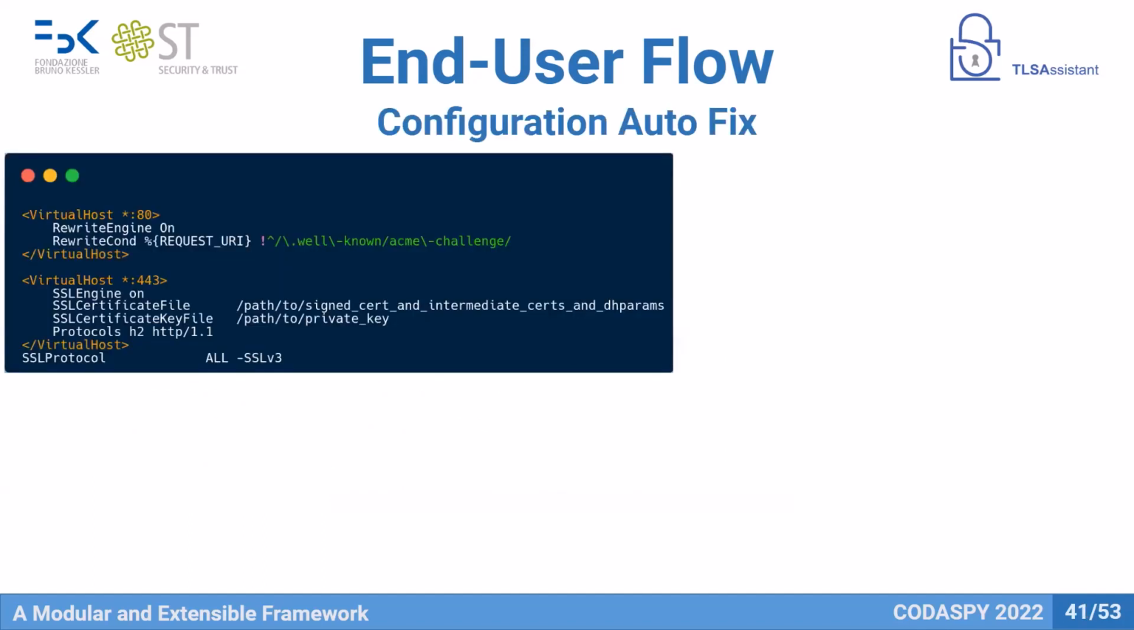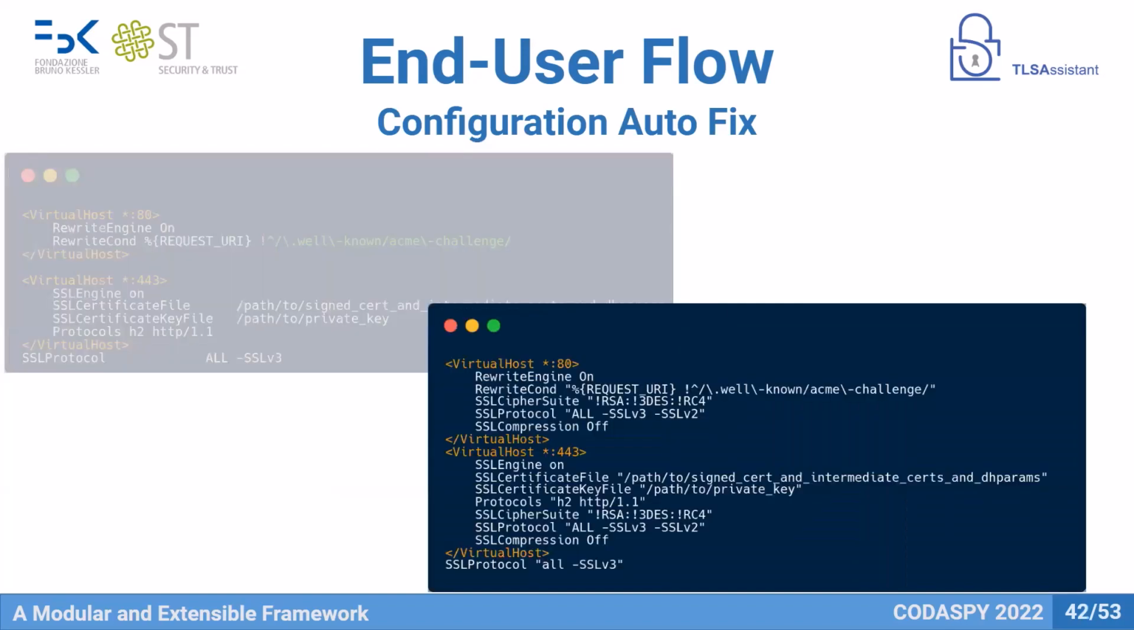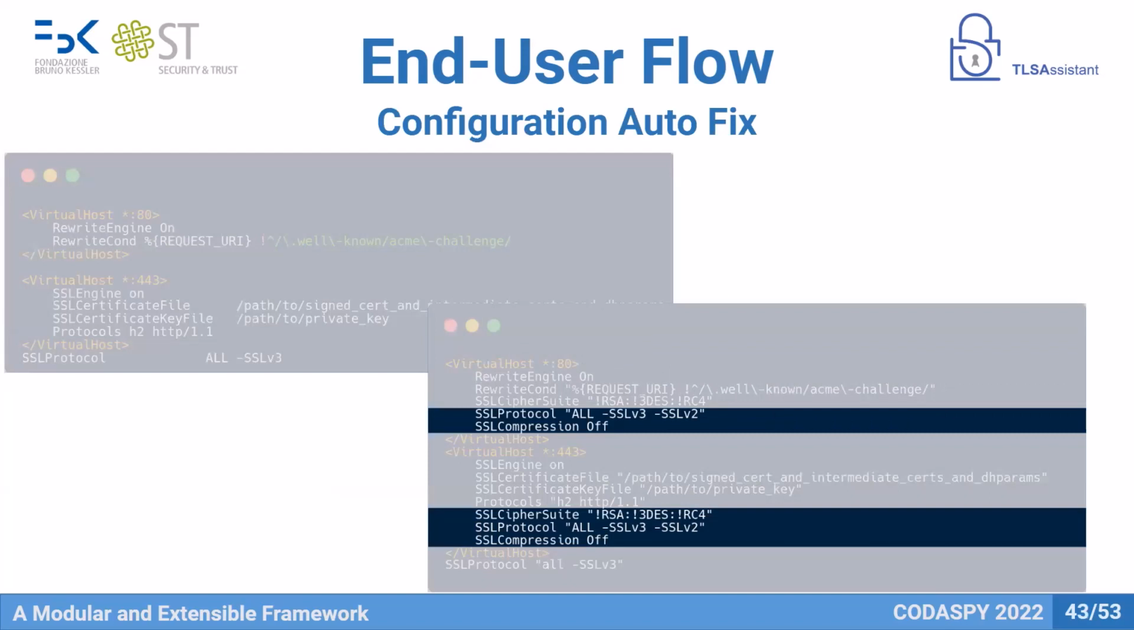We can even examine a configuration file, nginx or Apache configuration file, and we can tell the tool to automatically scan it and obtain the good configuration. This is the after. And we can see that the tool added this configuration to remove the SSL 3 and 2 versions and remove the RC4 cipher, for example.